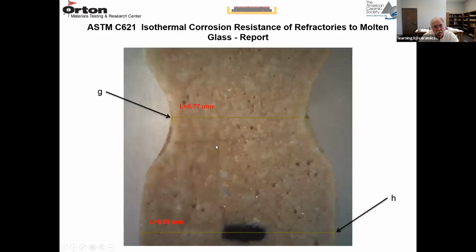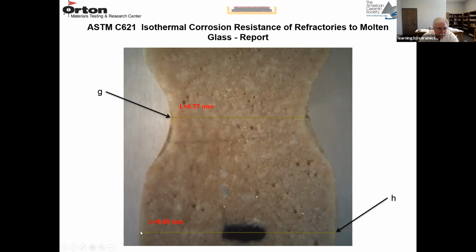So you cut it carefully with a diamond saw, and you put it under a microscope and you look at it. And this line, the faint yellow line, is the cut at the glass line. So that's the thickness of the refractory that is left. So that gives you G, or one of the G's. You have 2 halves. This particular dimension on this one was 6.77 millimeters.